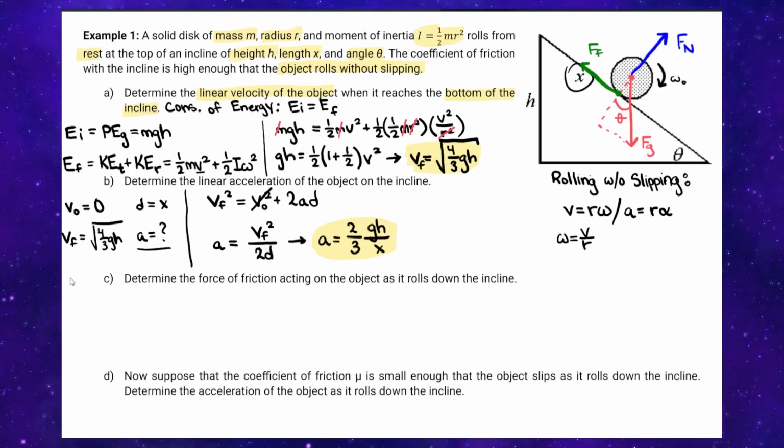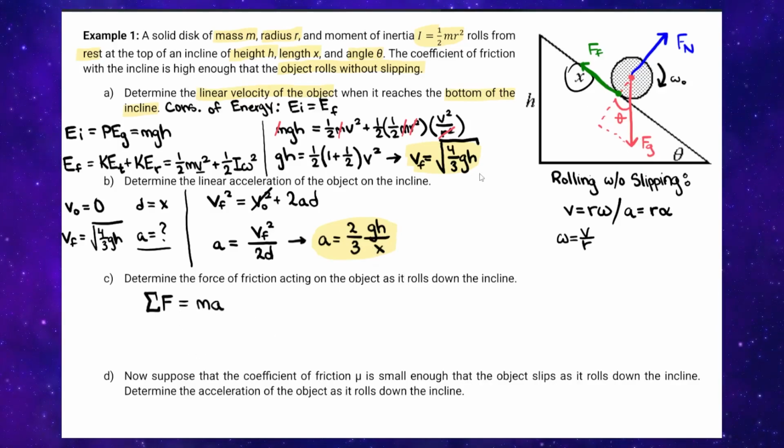So with that in mind, let's put together Newton's second law for this. The net force acting on this object is equal to the mass of the object times that acceleration we solved for in the previous part.